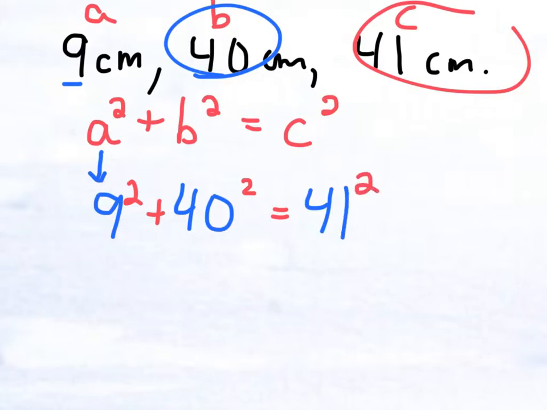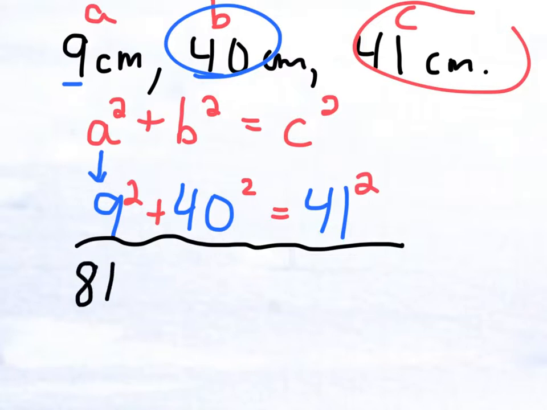So now our job is to find out if this equation is in fact true. Is 9 squared plus 40 squared the same thing as 41 squared? So let's grab a calculator and try it out. So 9 squared I know is 81. 40 squared is equal to 1,600. And 41 squared is equal to 1,681.